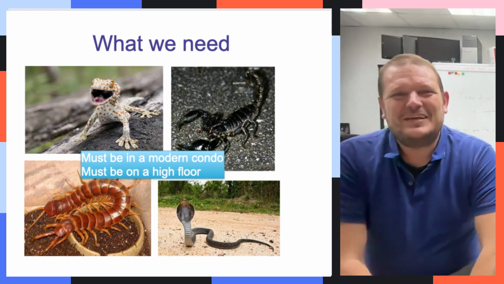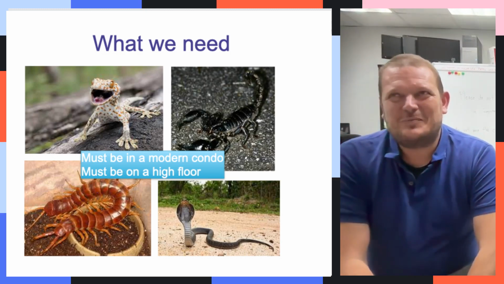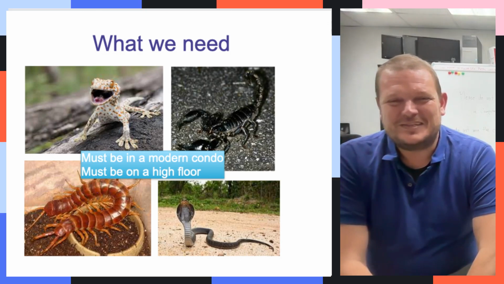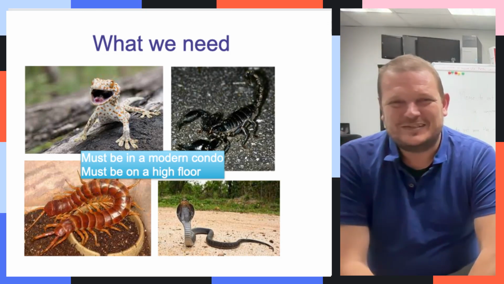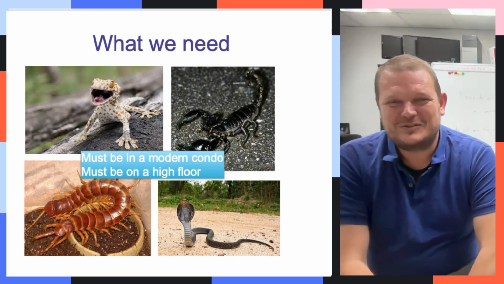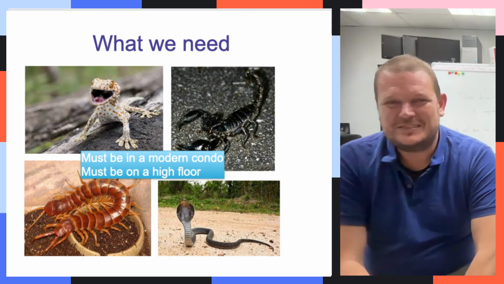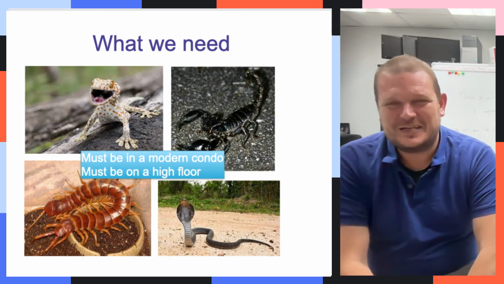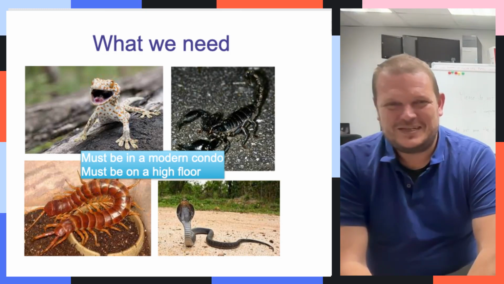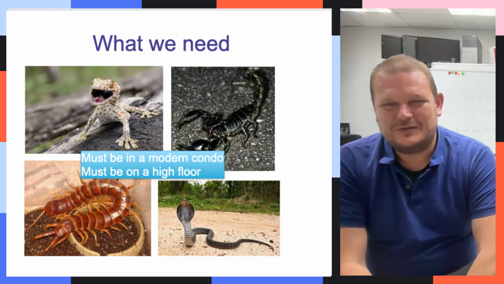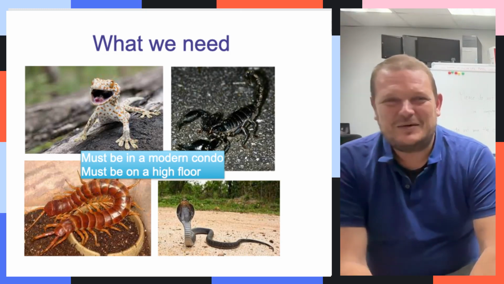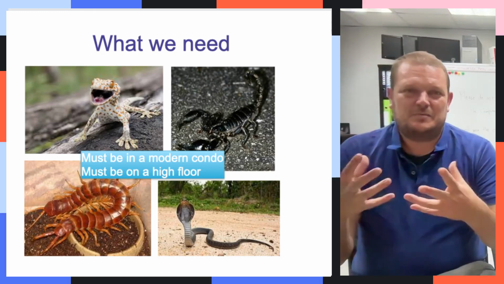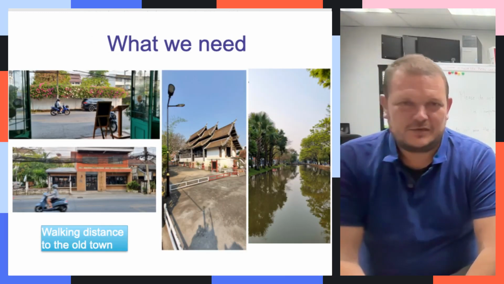I also say that we cannot be on a low floor because of all the creepy crawlies that inhabit Chiang Mai: scorpions, giant centipedes, Tokai geckos, and spitting cobras. So we don't want to be too close to them. We want to be on a high floor in a condo. And then I give some more specs that we need. So here they are.